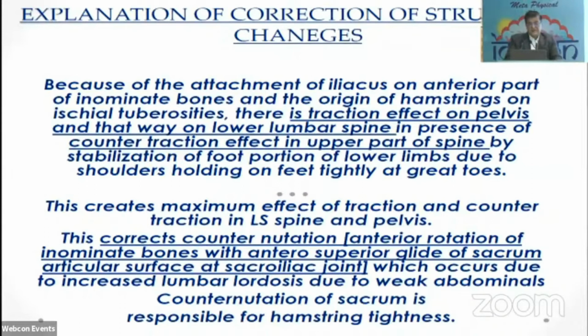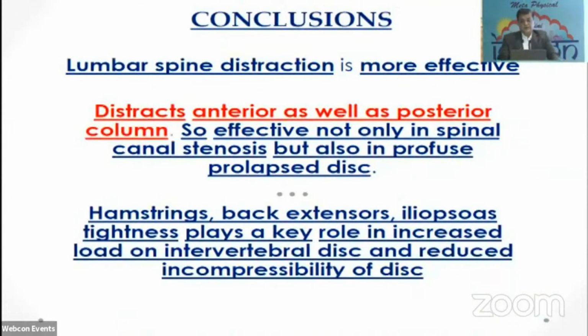This also corrects the counter-nutation, anterior rotation of innominate bones, and anterior glide of sacrum. Anterior rotation of pelvis with anterior glide of sacrum is counter-nutation. This leads to release in hamstring tightness also. So what are the conclusions? That it is really very effective. It distracts anterior as well as posterior column, as I've said.